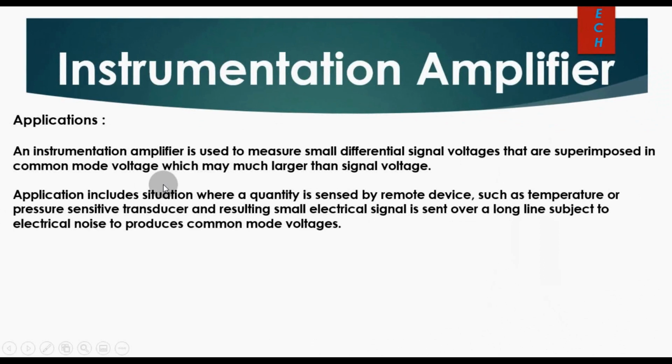So the question here is, why do we need an instrumentation amplifier even if we have already a normal amplifier? Okay, so then why do we need an instrumentation amplifier, right? So let us understand this. An instrumentation amplifier is used to measure a small differential signal voltage that is superimposed on a common mode voltage, which may be much larger than the signal voltage.